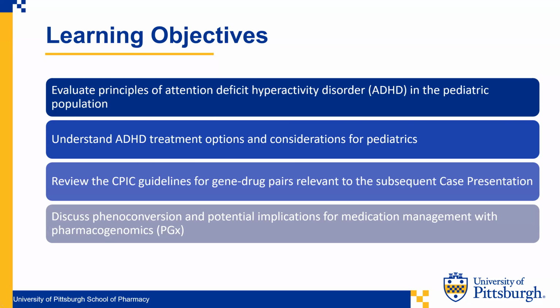Just some brief learning objectives for this didactic portion. We'll be evaluating the principles of attention deficit hyperactivity disorder, or ADHD, in the pediatric population, understanding ADHD treatment options and considerations for pediatrics, and then reviewing the CPIC guidelines for gene-drug pairs that are relevant to the subsequent case presentation, as well as briefly discussing phenoconversion and potential implications for medication management with pharmacogenomics.